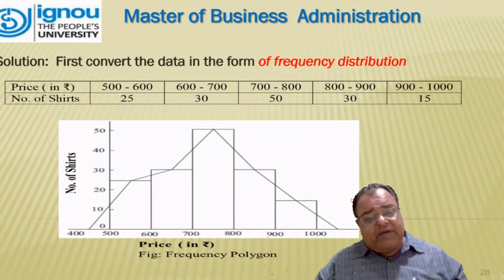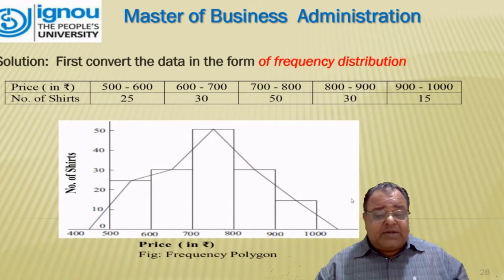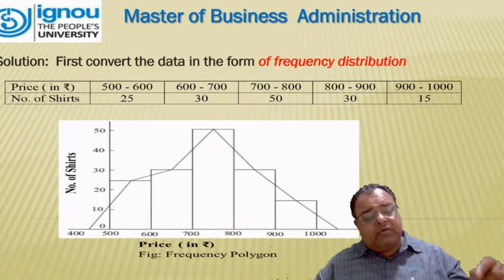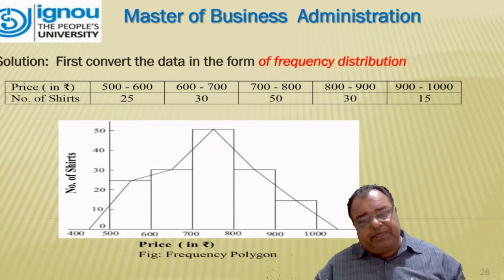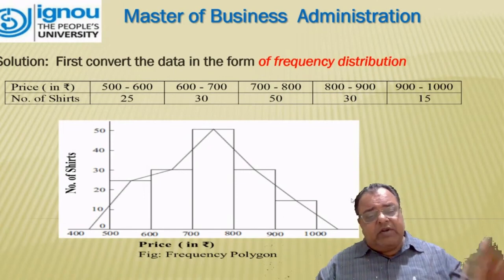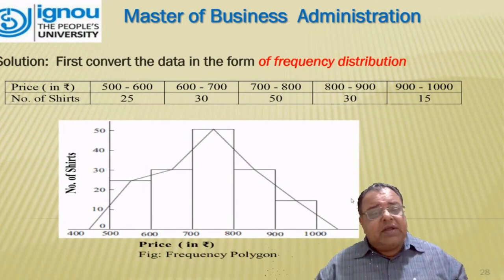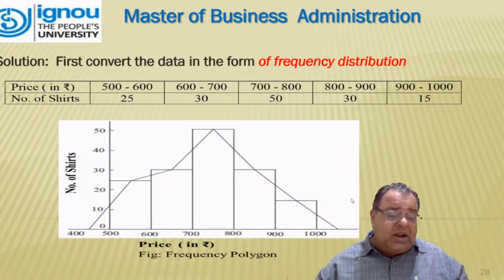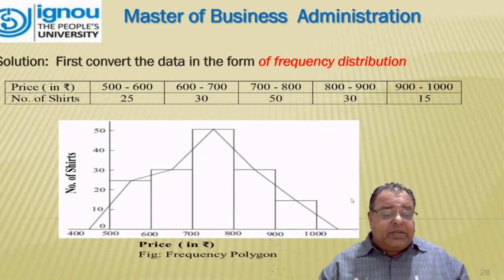And on the y-axis, we can take the number of shares, which is what is called the frequency, at a gap of 10. That is 0 to 10, 10 to 20, 20 to 30, 30 to 40, 40 to 50. Because you can see over here that the highest value is 50, there is no need of going further on the y-axis. So we will start with 500 to 600. We will mark 25 on the y-axis, and we will draw a horizontal line joining the 600 part.